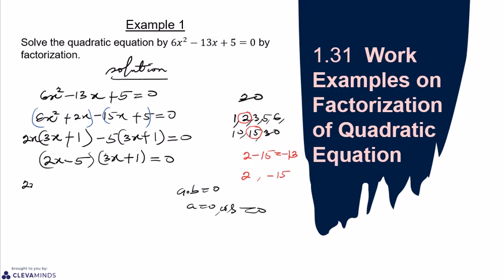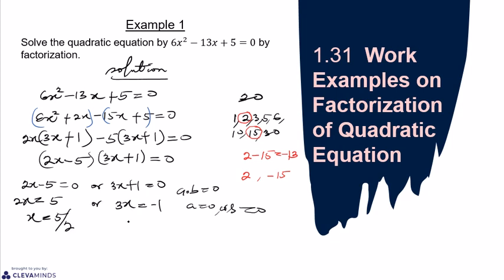So we have 2x minus 5 equals 0, or 3x plus 1 equals 0. We solve: 2x equals 5, because minus 5 moves across and becomes plus 5. So x equals 5 over 2. Or 3x equals negative 1, so x equals negative 1 over 3. These are the values of x solving this quadratic equation. That's how to solve a quadratic equation by the factorization method.